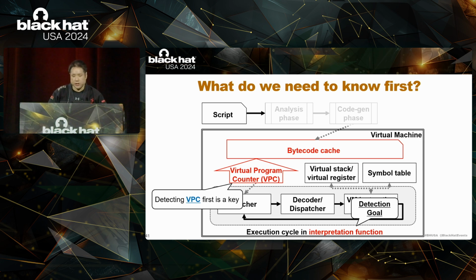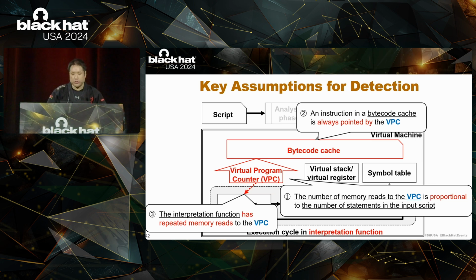In our technique, we detect the VPC and bytecode cache first. In particular, detecting the VPC is a key. For the detection, we make 3 assumptions. First, the number of memory reads to the VPC is proportional to the number of statements in the input script. Second, a bytecode cache is always pointed to by the VPC. And at last, the interpretation function has repeated memory reads to the VPC.